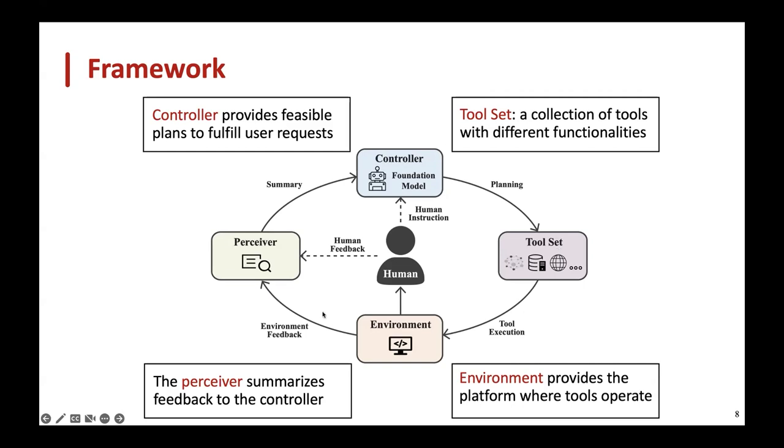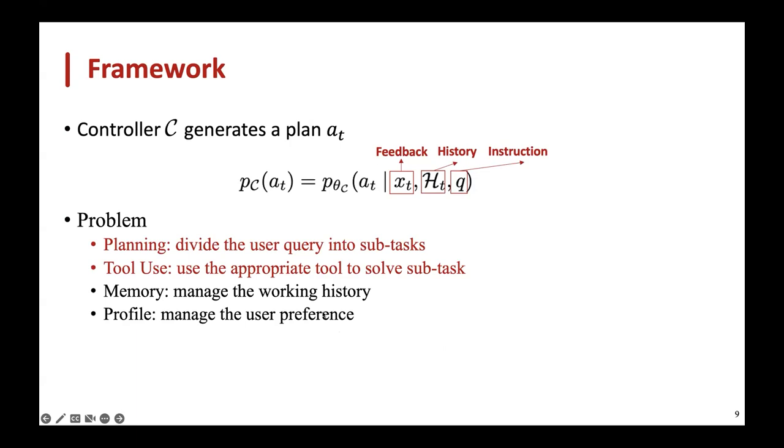So we give a formal description. At time step T, the environment provides feedback on the tool execution, and the perceiver receives the user feedback and the environment feedback and generates the summarized feedback ST. Typically, the perceiver can be achieved by a pre-training model, and the controller will generate a plan AT, which selects and executes an appropriate tool from the tool set. This process can be generated by a pre-training model.